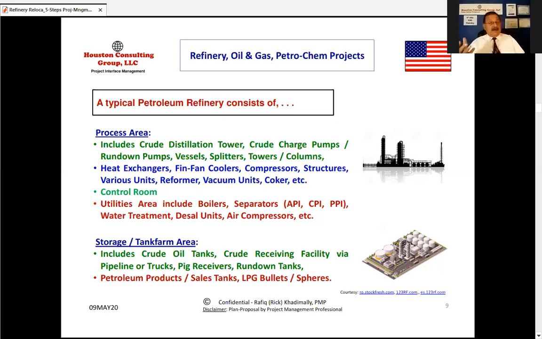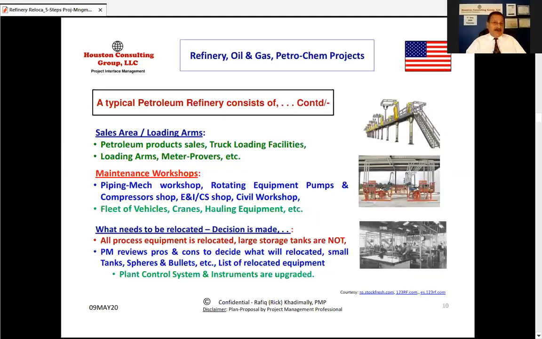Then pig receivers, which will measure the quantity, the rundown tanks, petroleum product tanks, sales tanks, LPG bullets, and spheres. Then we have got the sales area where we have the loading arms, petroleum product sales, truck loading facilities, loading arms, meter provers to ensure how much quantity you are selling.